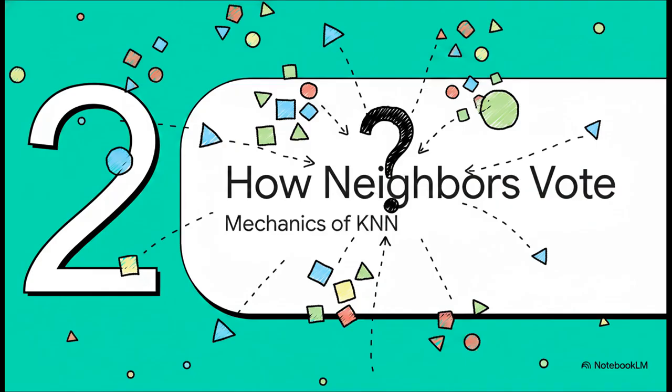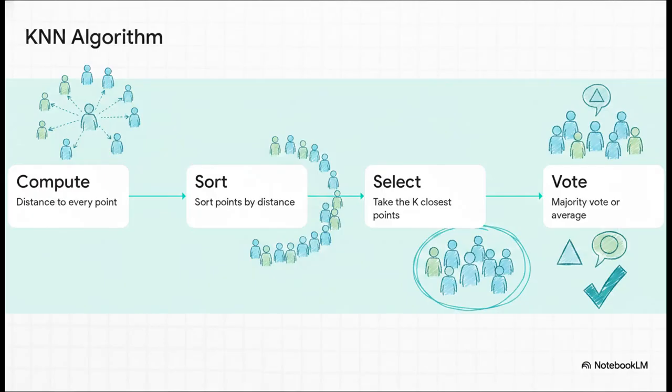Moving right along to Section 2, how nearest neighbors vote. So how does this zero training magic actually happen? It's a brilliantly simple four-step process. Just picture yourself standing in a room full of people, and you need to make a decision. Step 1, you measure your exact physical distance to every single person in that room. Step 2, you sort everyone based on who is closest to you. Step 3, you take the K closest people, let's say the 5 people standing right next to you.